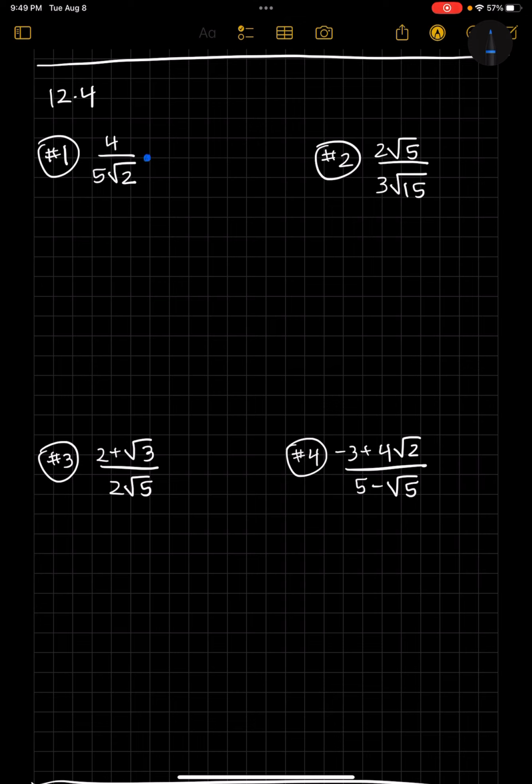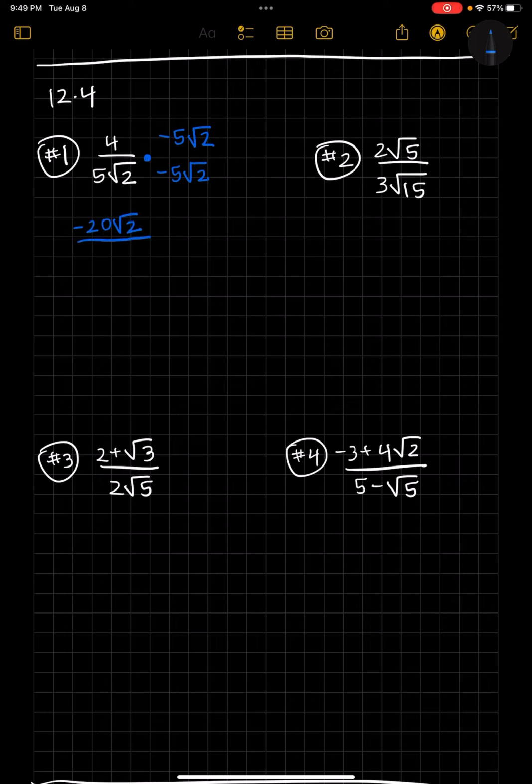So I'm going to multiply by negative 5 root 2 on top and on bottom, because what I do to the top, I have to do to the bottom. This isn't changing the value of the fraction, it's just changing the way that it looks. So in order to do this, you need to multiply both the top and the bottom by the same thing. So on the top of this, we're going to have 4 times negative 5 root 2, which gives me negative 20 root 2 on the top.